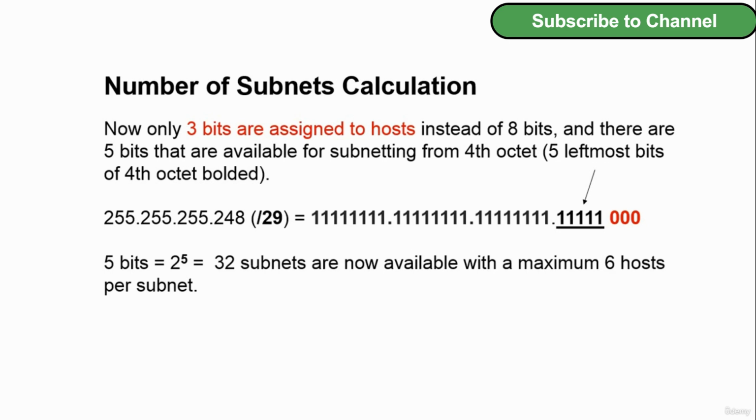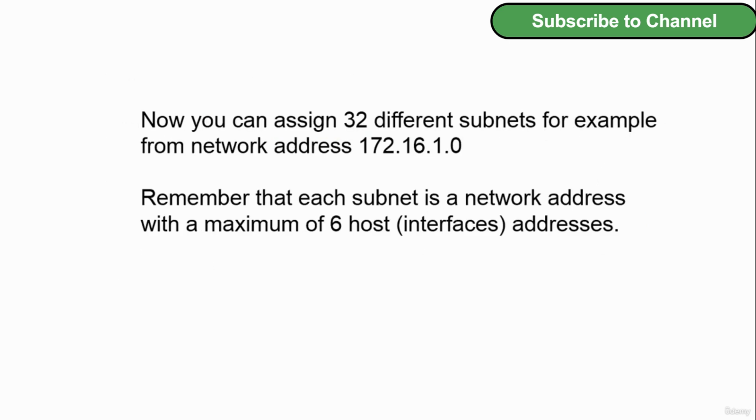That's just more of the binary math, where you get the 32 subnets from. And there's a maximum of 6 hosts per subnet. So you've got 32 different subnets, so lots more interconnects you can add with 32 different subnets as your network gets more complex, and you're doing it from that single network address.